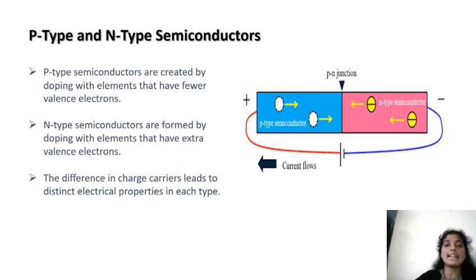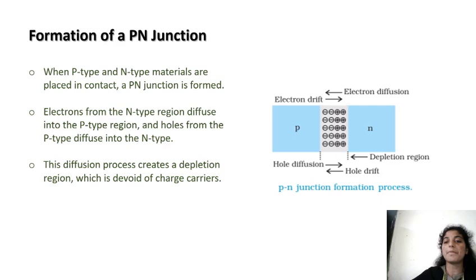P-type and N-type semiconductors. P-type semiconductors are created by doping with elements that have fewer valence electrons. N-type semiconductors are formed by doping with elements that have extra valence electrons. The difference in charge carriers leads to distinct electrical properties in each type. This diagram shows PN junction diode, P-type and N-type.